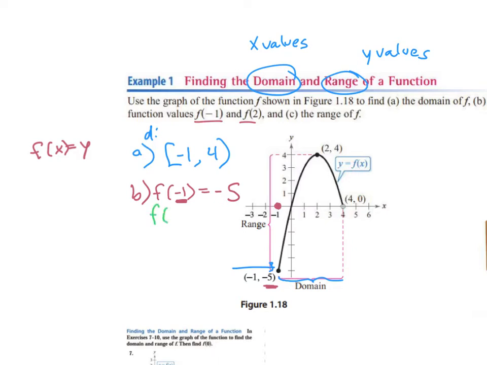The second one is f of 2. So we go to where x is 2 on our graph, and we see that when x is 2, y is 4. So f of 2 is 4. Just know that when it's inside the parentheses, that's our x value, and when x is that value, it gives us this y value.